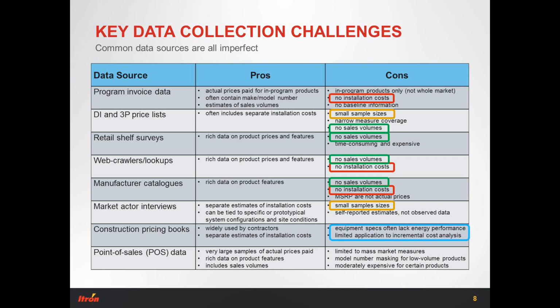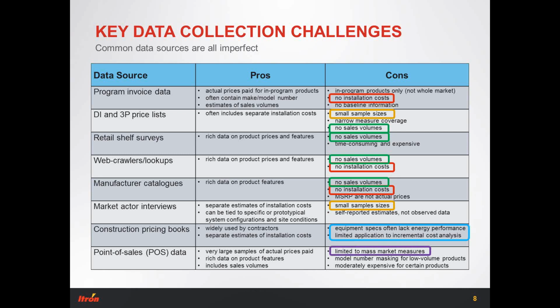Down here at the bottom, construction pricing books like RS Means are widely used. They're pretty good. The construction industry uses them a lot. A lot of program utility folks will use them as a default source for benchmarking prices. Specific to incremental cost analysis, it's hard to use those types of sources because the equipment specifications often lack the energy performance criteria that determines eligible programs and products.